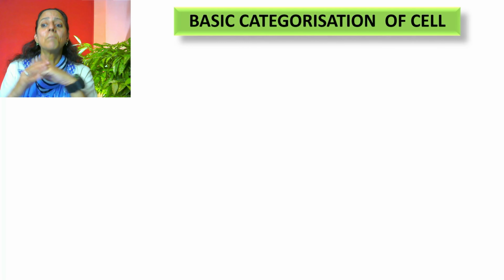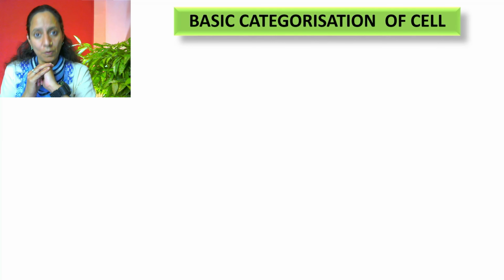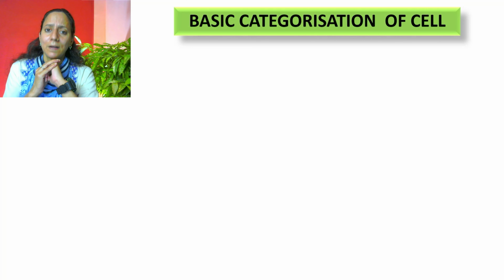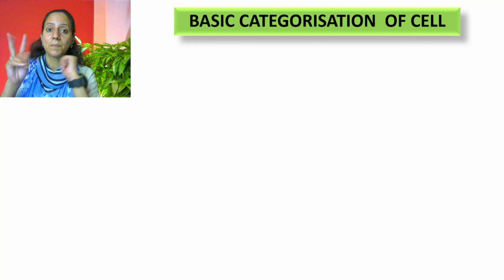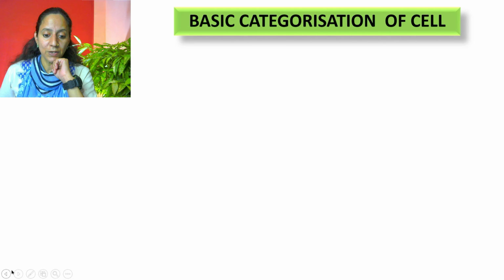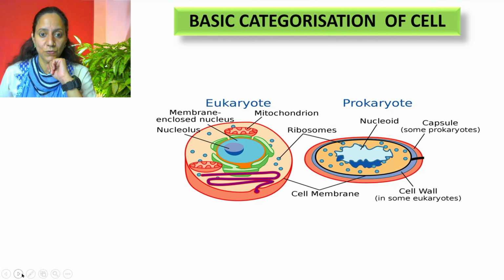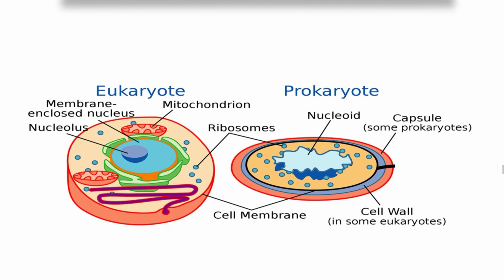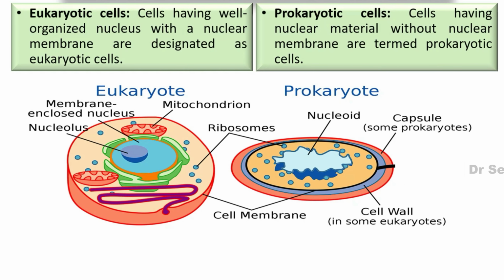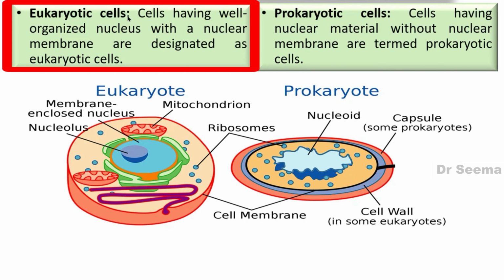On the basis of basic organization of the cell, we can divide cells into two types. And these two types are eukaryotes and prokaryotes. Or to be more precise, eukaryotic cells and prokaryotic cells. Eukaryotic cells having well-organized nucleus with a nuclear membrane, are designated as eukaryotic cells.